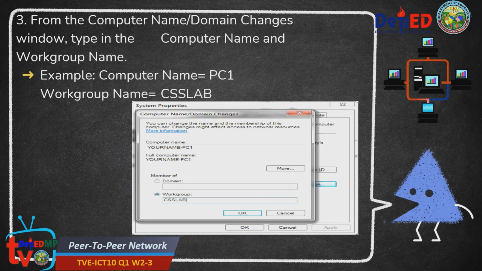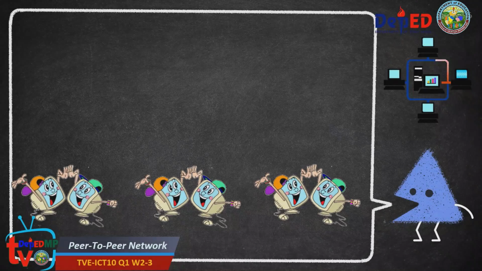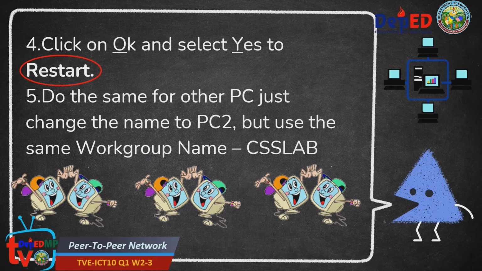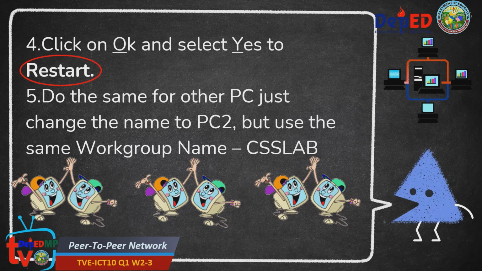Number 3. From the Computer Name or Domain Changes window, type in the computer name and workgroup name. Example, computer name is PC1, workgroup name CSS Lab. Number 4. Click on OK and select Yes to restart. And number 5. Do the same for the other PC, just change the name to PC2, but use the same workgroup name, CSS Lab.